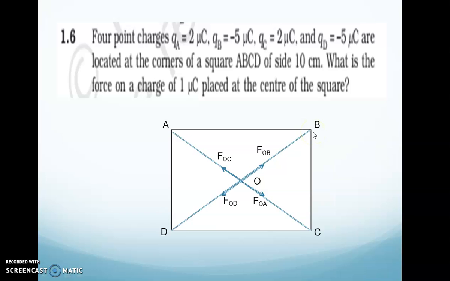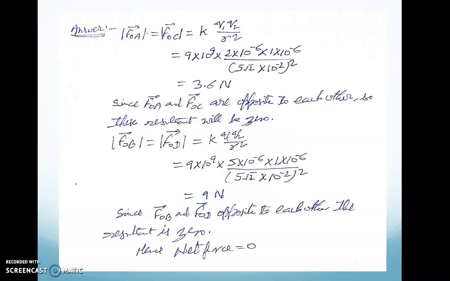Similarly at point B and at point D similar charges are there, minus 5 microcoulomb, and at this point 1 microcoulomb. So the force between B and O will be equal to the force between D and O. So these forces will also cancel out each other. So the net force will become 0. Now how will we calculate it?